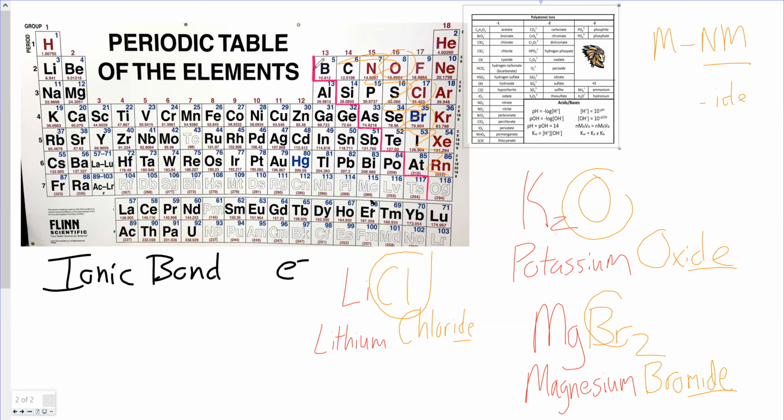So your metals are all over here. Anything over here, you just name it as is. That's your metal. All right. And then anything over here to the right of the staircase, you just change the ending to IDE. So for example, let's just kind of quickly go through what some of these would be. All right. How about, all right, Kay said this was bromide.